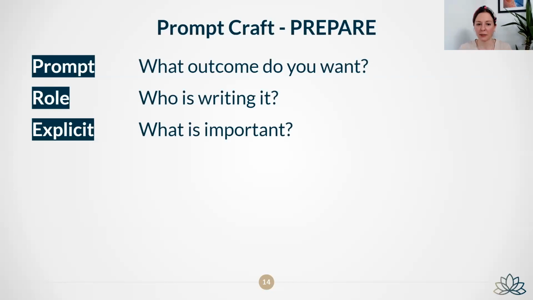Next is being explicit about what's important. So these are really a lot of that context that it needs. So are there specific points or details? Are you wanting it to highlight what you've done well so you feel more confident, or are you wanting it to rip it apart so you see where you've gone wrong? If it's, let's say, writing a fundraising letter, this is where you would say all of those details of we raised this much from these people, and you need to include that in the letter.